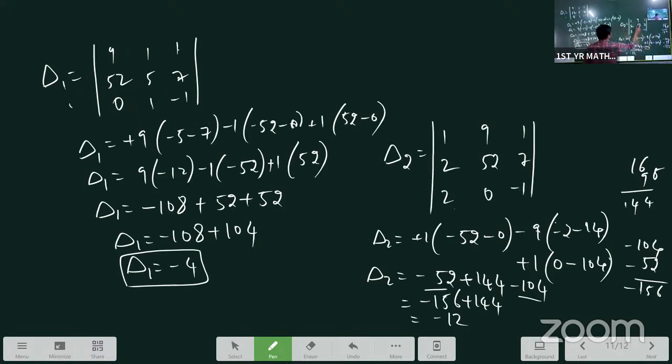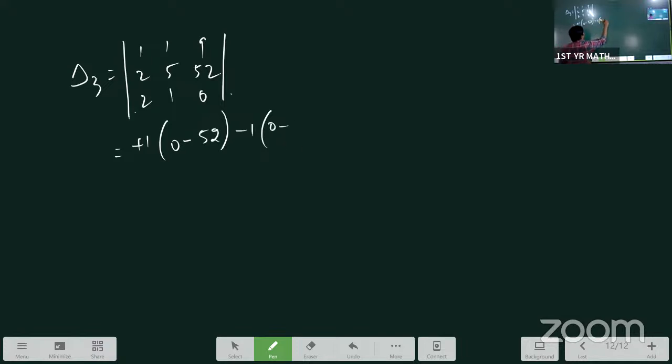So what are your constants? 9, 52 and 0, right, in the given equation. So 9, 52 and 0. Replace the third column with your constants. Now you are going to write it as plus 1 into 0 minus 52, minus 1 into 0 minus 104, plus 9 into, leave the row and column it is present in, as I already said. So for 9, leave the row and column it is present in.